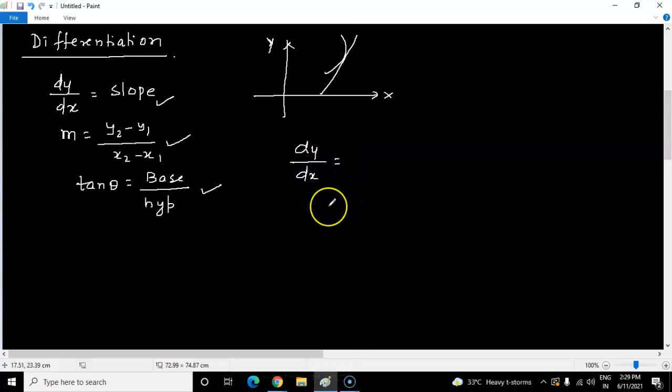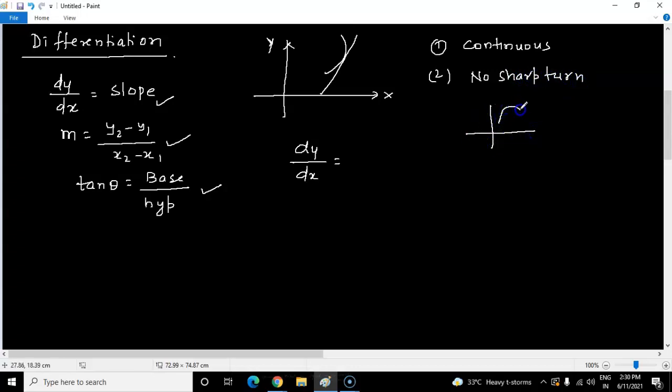differentiation. A function is said to be differentiable if the first condition is that it should be continuous. Okay, that's the first condition. It should be continuous. And second is what? No sharp turn. Like this function is given here, this is a sharp turn. So this function is not differentiable at this point. Not this sharp turn, this kind of modulus function given. This is a sharp turn here. It should be a smooth turn here. Then it's said to be differentiable.